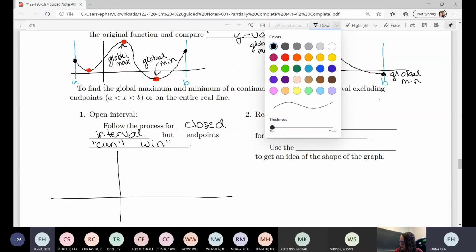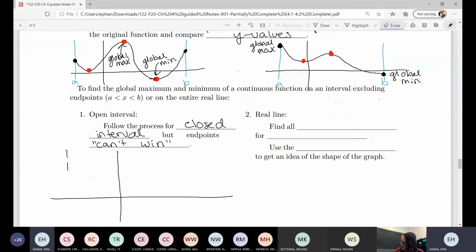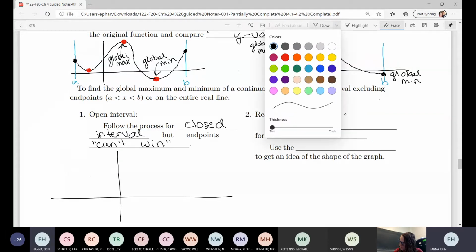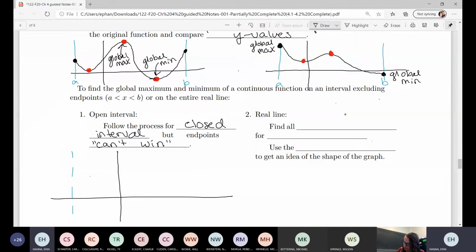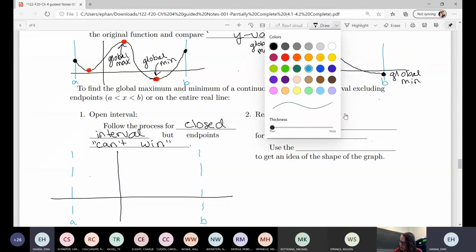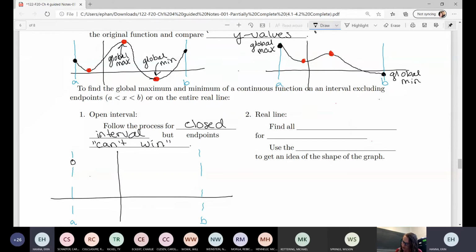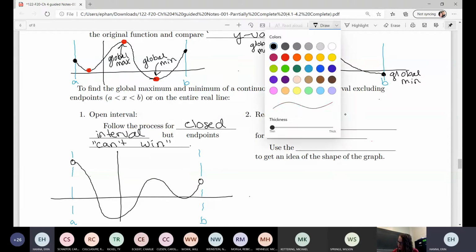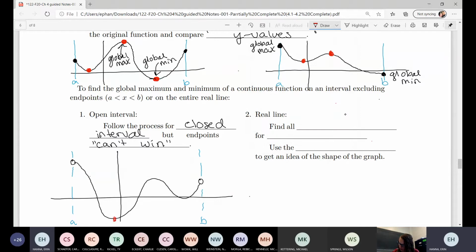So say we're splitting this up between A and B again, and I'll do dotted lines this time to remind us that we're not including the endpoints. And say my function looked like, so I'll have an open dot as well to remind us that we're not including those endpoints. Say my function looked like this. So if I look at local maxes and mins for a second, I have a local min there, a local max there, and a local min there.